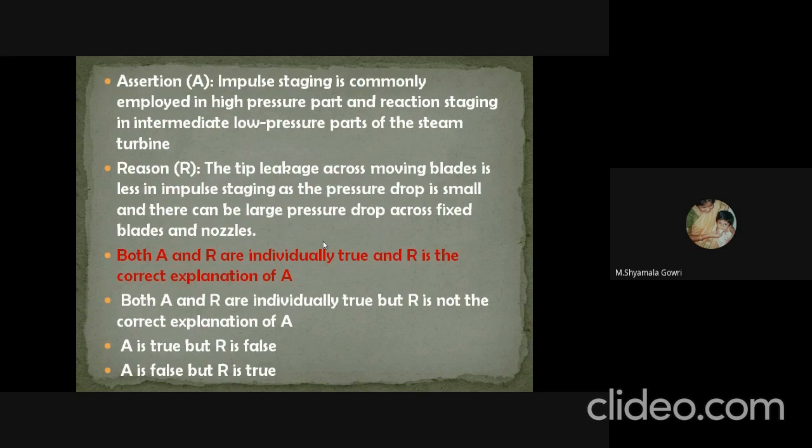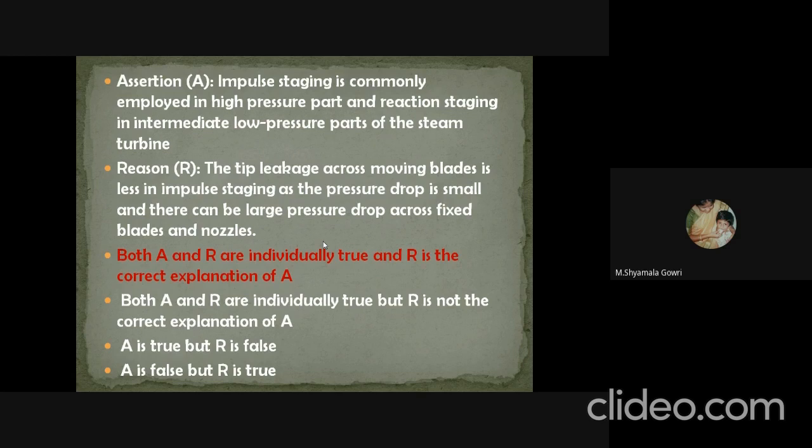Next, we have assertion and reason. Assertion: the impulse staging is commonly employed in the high pressure part and reaction staging in the intermediate and low pressure part of a steam turbine. Reason: the tip leakage across moving blades is less in impulse staging as the pressure drop is small, and there can be a large pressure drop across fixed blades and nozzles. Both A and R are individually true and R is the correct explanation for A.